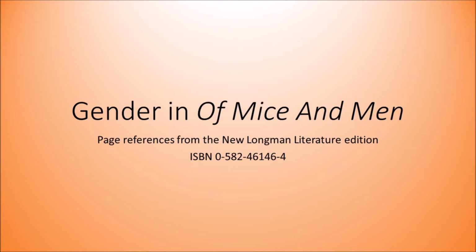In this video I'm looking at how gender is presented in Of Mice and Men, and specifically how issues around gender influence how characters interact with each other. It is far from the only relevant social force that determines how characters behave in the novel, but of all the different forces in the novel, it's probably the one that has the greatest impact overall.